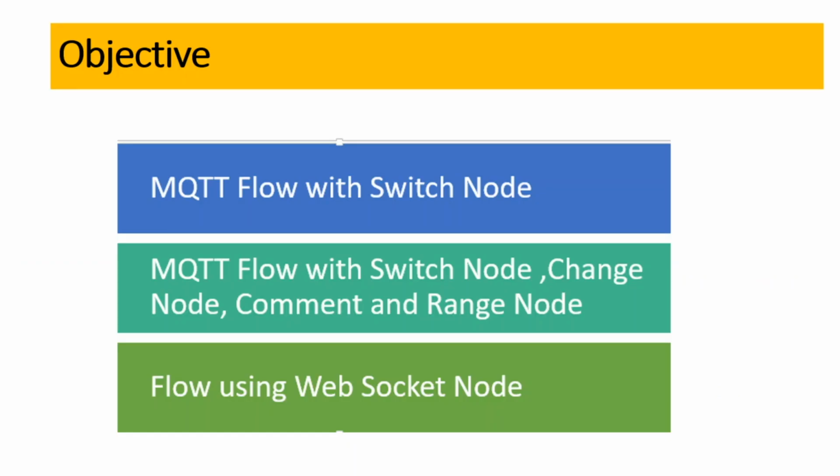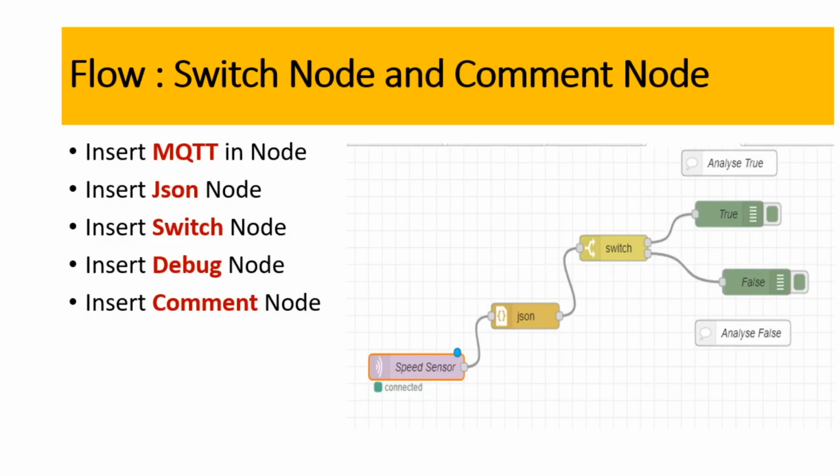Node-RED. So the objective of this session will be, we will be creating MQTT flow along with a switch node. Then MQTT flow is extended with the switch node, change node, comment node and range node. And finally we are going to create a flow using WebSocket node.